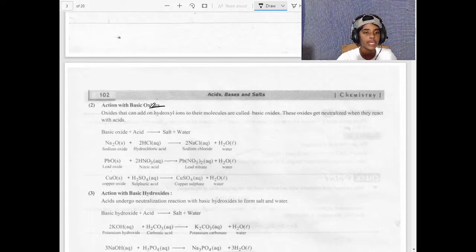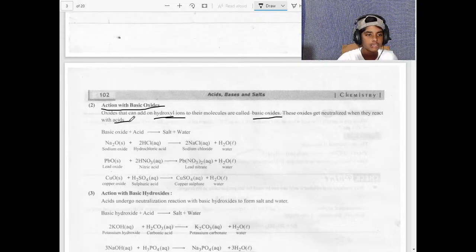Action with basic oxides. Oxides that can add on hydroxyl ions to their molecules are called basic oxides. These oxides get neutralized when they react with acids. First example: basic oxide plus acid will give salt plus water, H2O.